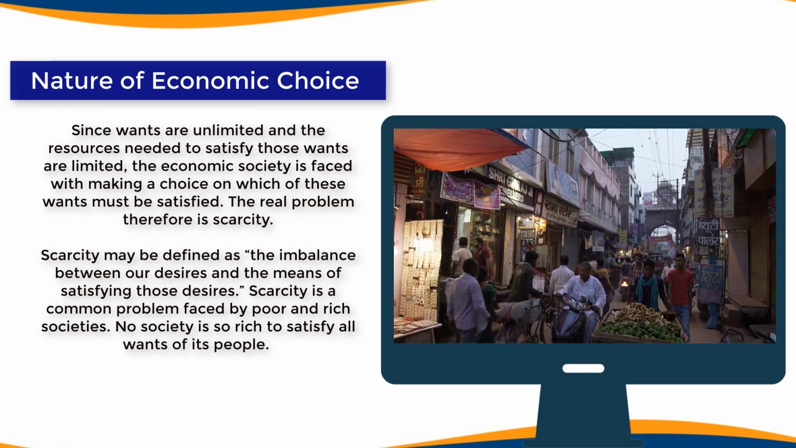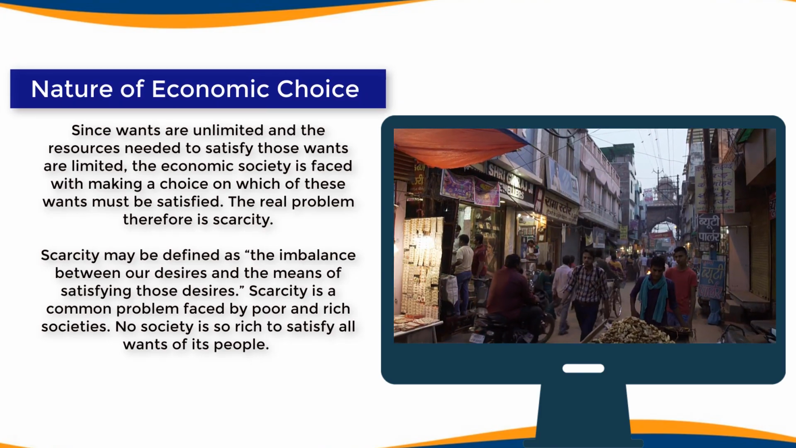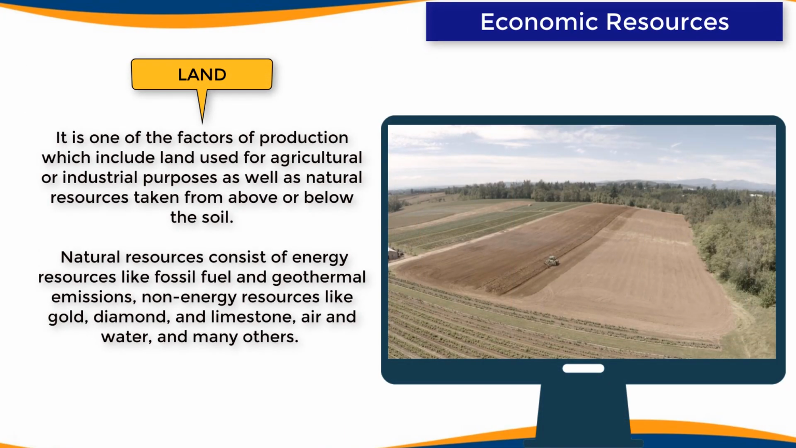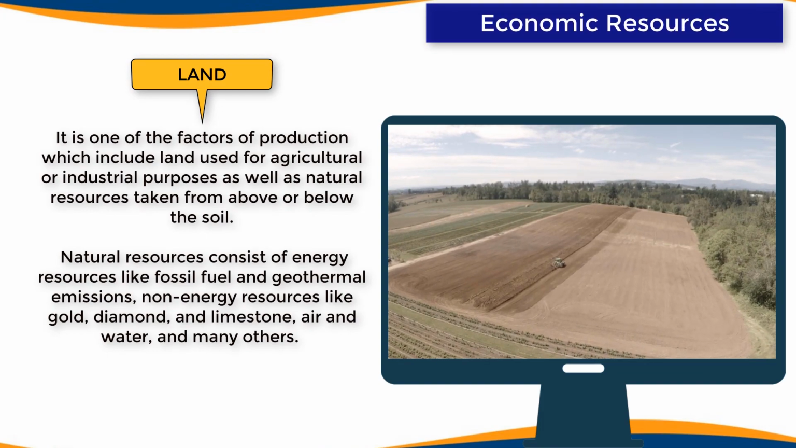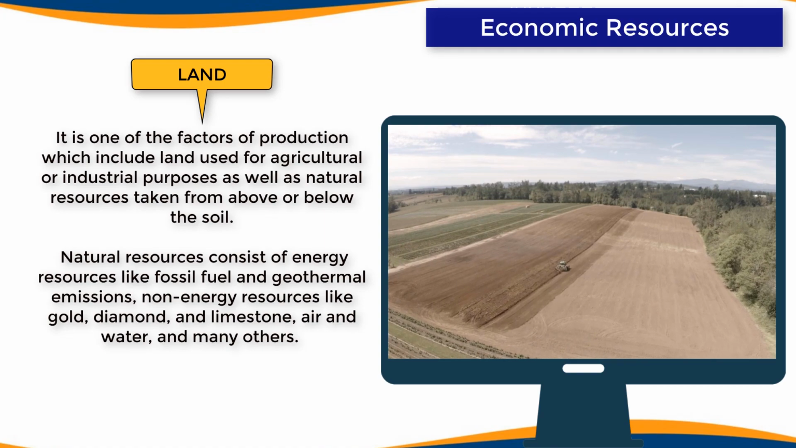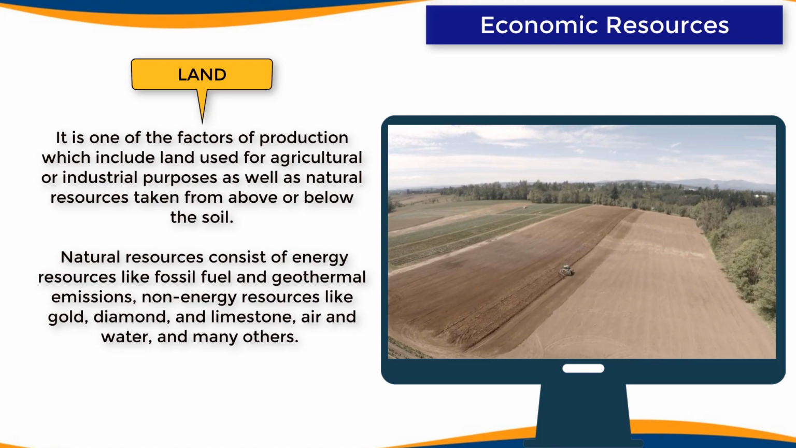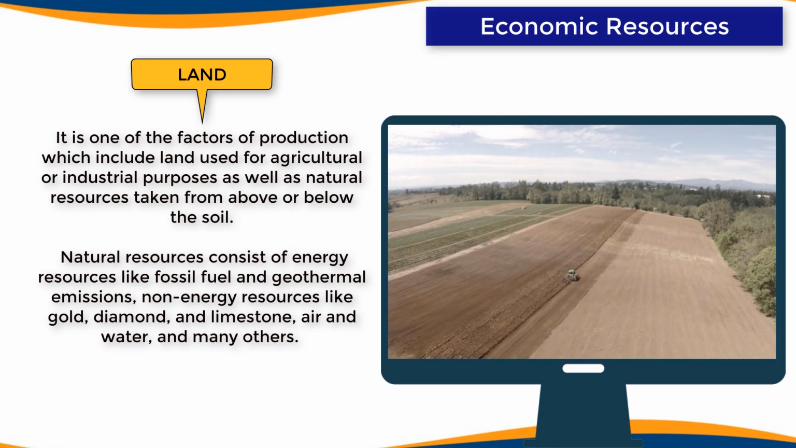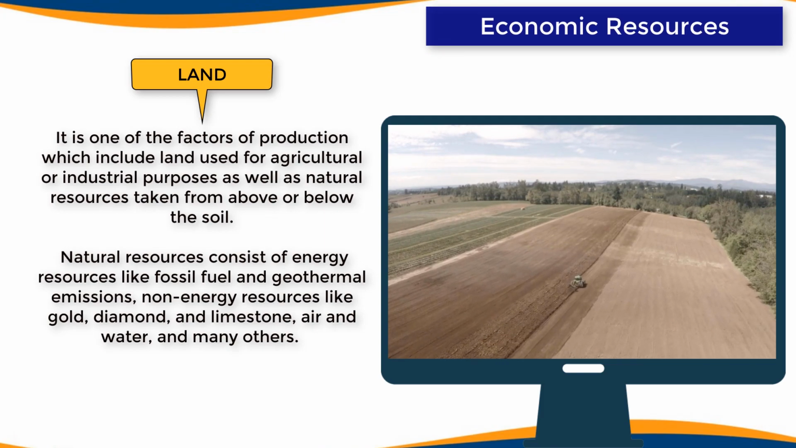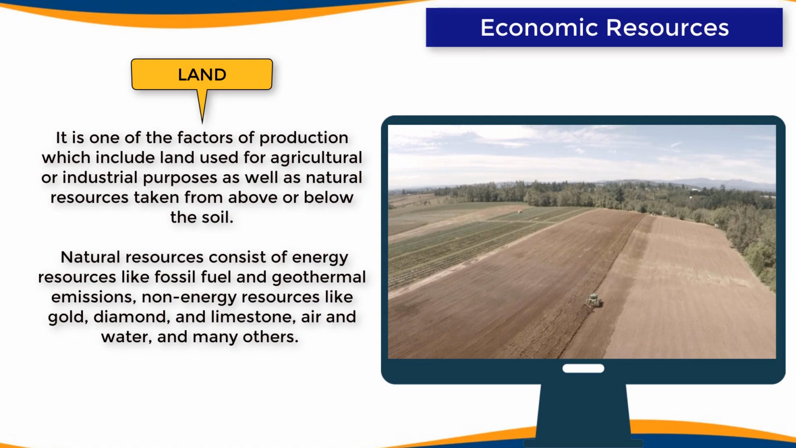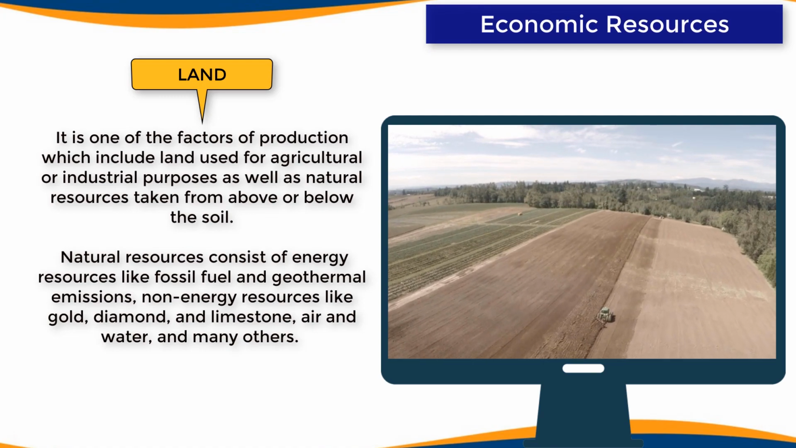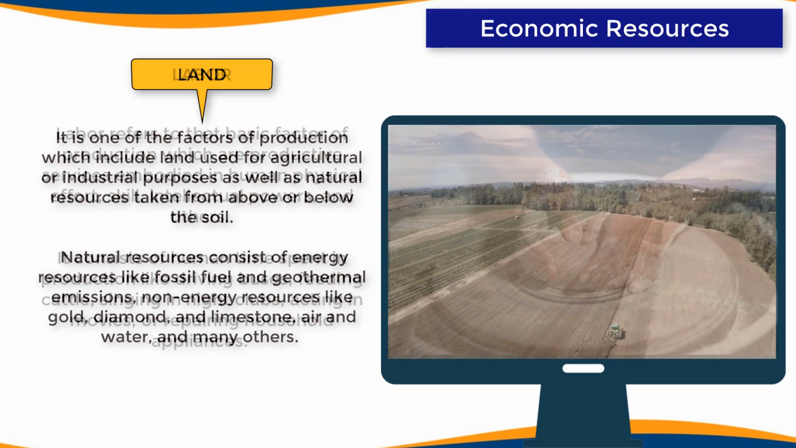The economic resources, often referred to as the means of production. The four resources are: land. It is one of the factors of production which include land used for agricultural or industrial purposes, as well as natural resources taken from above or below the soil. Natural resources consist of energy resources like fossil fuel and geothermal emissions, and non-energy resources like gold, diamond, and limestone, air and water, and many others.